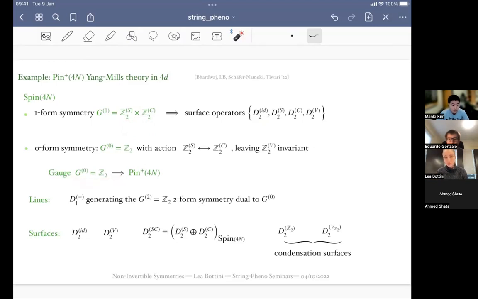And now we gauge this Z2 zero-form symmetry, and we go to Pin+(4N). And we ask what are the topological defects that we obtain in the Pin+ theory. So as I was saying, we have the lines generating the dual symmetry. In this case, we have D1^-, which generates the dual 2-form symmetry. And then we have surfaces, which are the identity, V, which is left invariant, so it survives the gauging as it is. And then we have this D2^SC surface, which is the sum of S and C, which is again gauge invariant because those 2 are switched. And then I also have condensation surfaces, which I denote D2^Z2 and D2^VZ2. And these are obtained by gauging the symmetry generated by this D1^- line on the identity and on V.